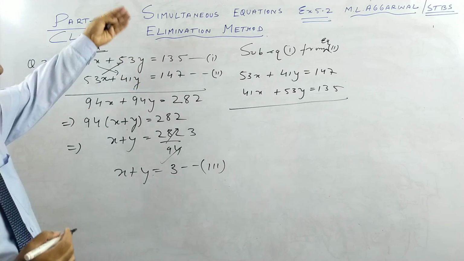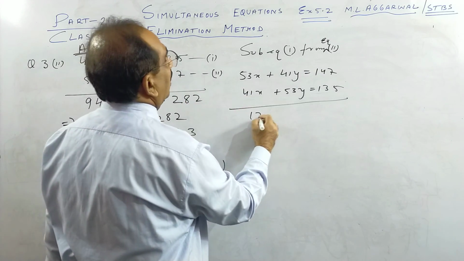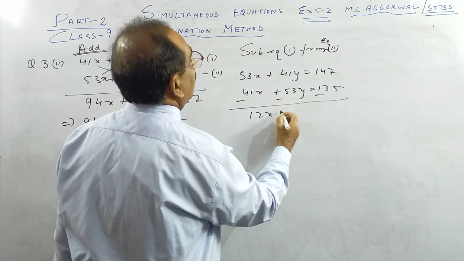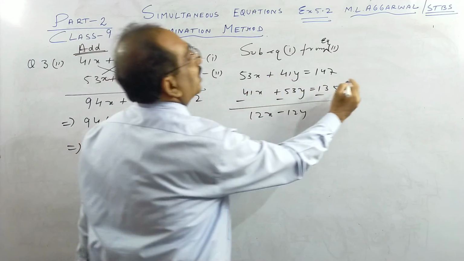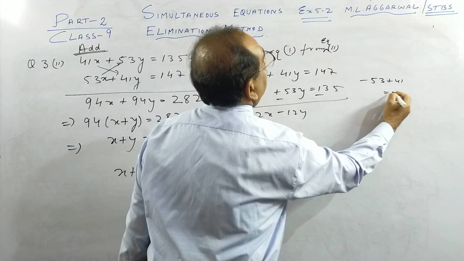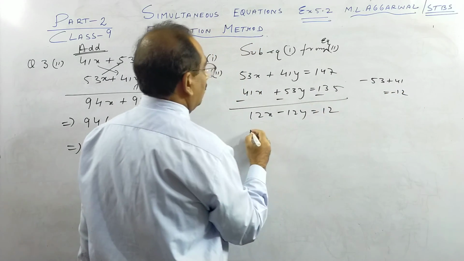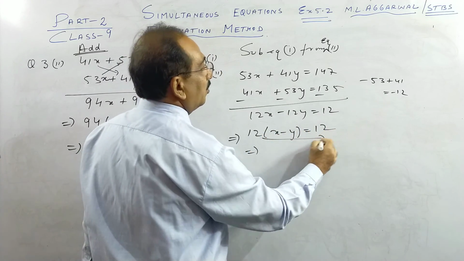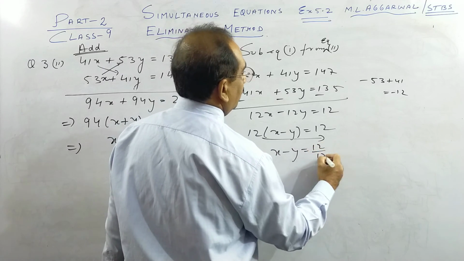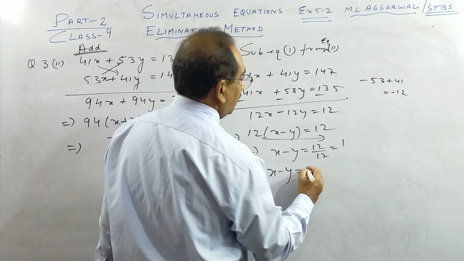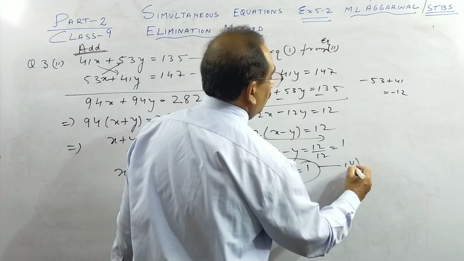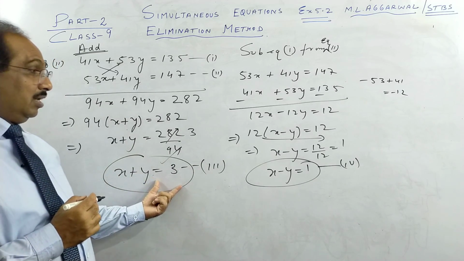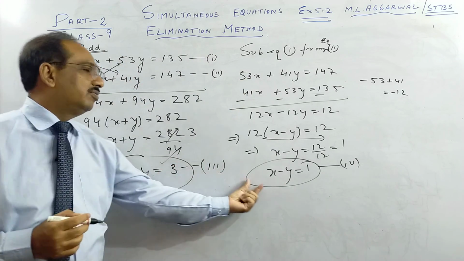You write first equation 2, subtract 1. So you'll get 12x plus, this will become subtracting, sign will change, minus 12y, minus 53 plus 41 is minus 12. And this will give you 12. Take out 12 common, we get x minus y as 12. 12 will go down that side, so 12 by 12 you get 1. So I get equation 4: x minus y is 1, and this is my x plus y is 3. Now forget everything, we will solve these two only.